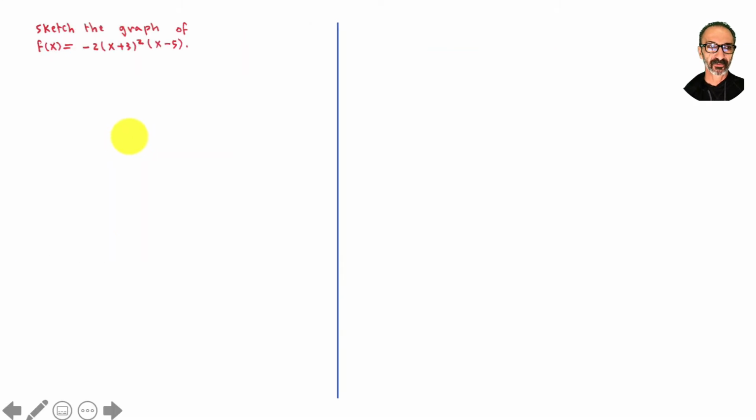Sketch the graph of f of x equals negative 2 multiplied by x plus 3 to the second times x minus 5. This one is given to me already factored, so we could save some time from factoring. I could talk about this in a lot of different ways. I just want to stay focused with the notes, and I have enough notes for you, so let's get into it. The graph has two x-intercepts, one from here and one from here.